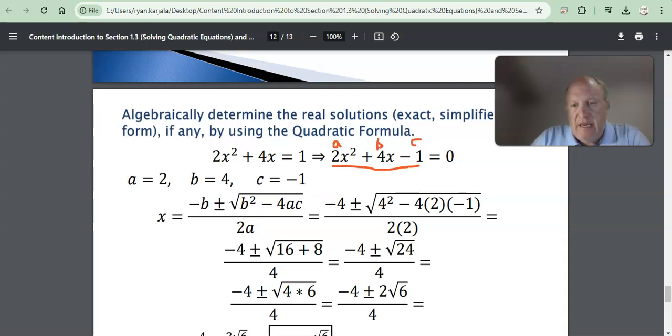Now, one common mistake is you have to take the sign with the term. So B is +4. C is -1. A lot of times the mistake you'll make is you'll just put 1 for C. But notice how C is -1. Then you just plug it in and you simplify.